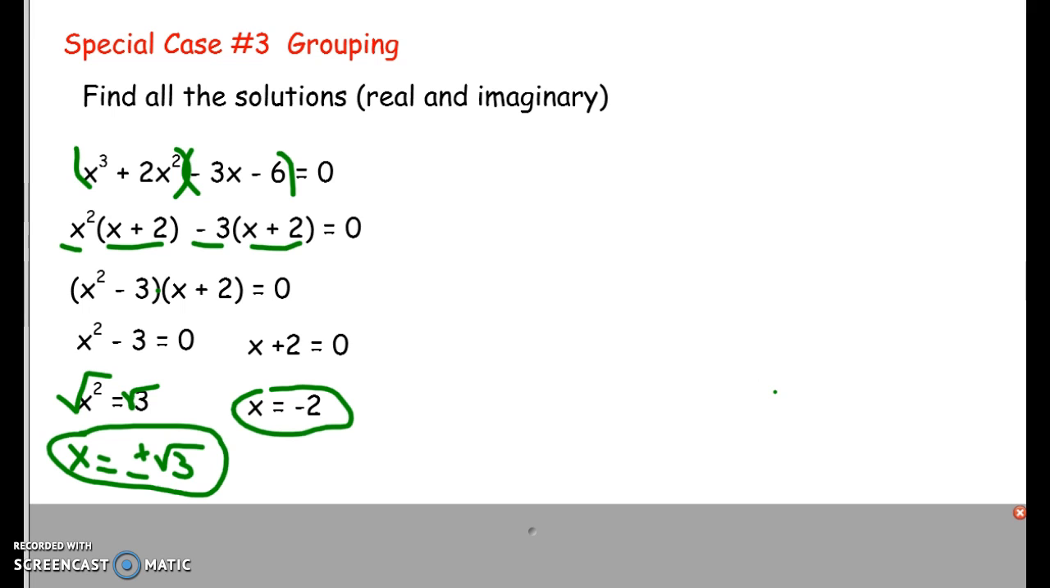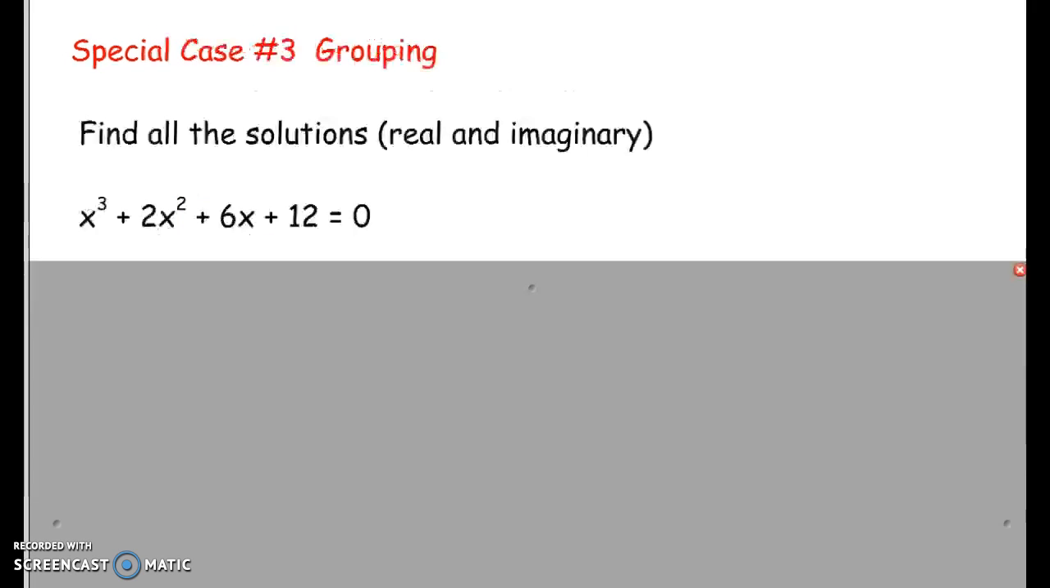All right, so I'm going to have you try one more case like this. I think this is number 2 on your sheet, and see if you can solve this by factor by grouping. So I'm going to have you pause the video, and then once you're done, you can resume and check it with me.